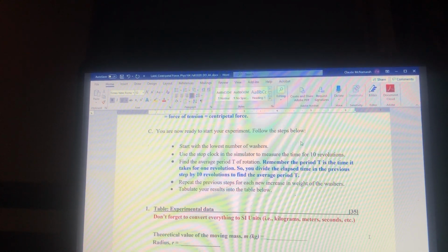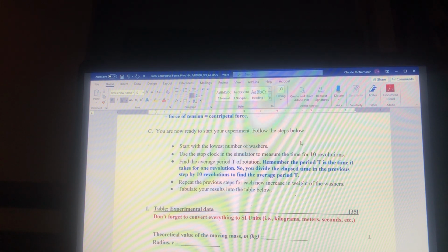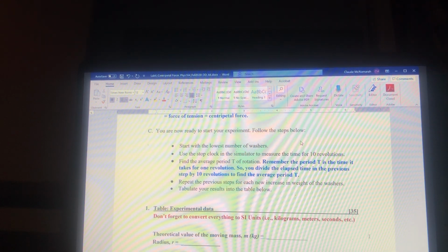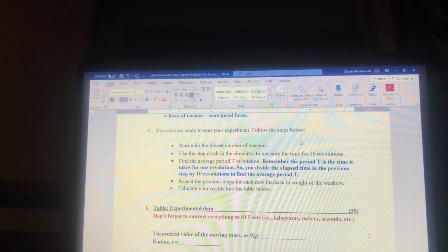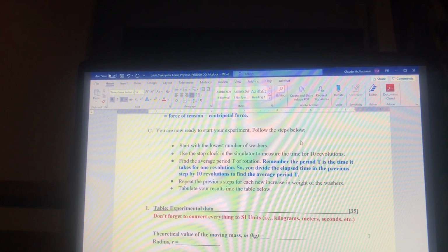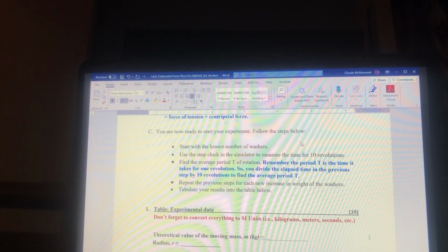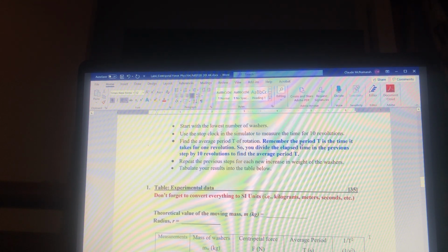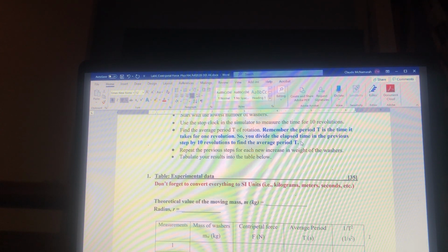Find the average period T of rotation. Remember that the period T is the time it takes for 1 revolution. So you divide the elapsed time, the time for 10 that you just measured in the previous step, by 10. You want to divide the time elapsed by 10 revolutions to find the period, which is the time for 1 revolution. Repeat the previous steps for each new increase in weight of the washer and tabulate your results in the table below.